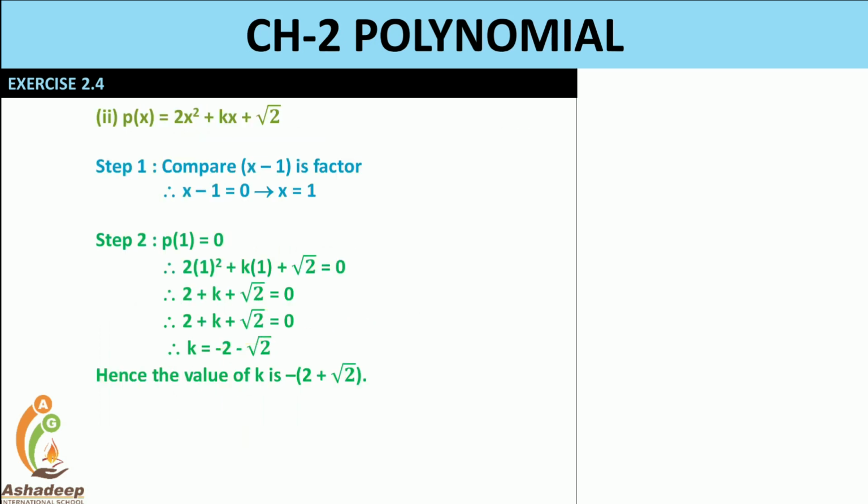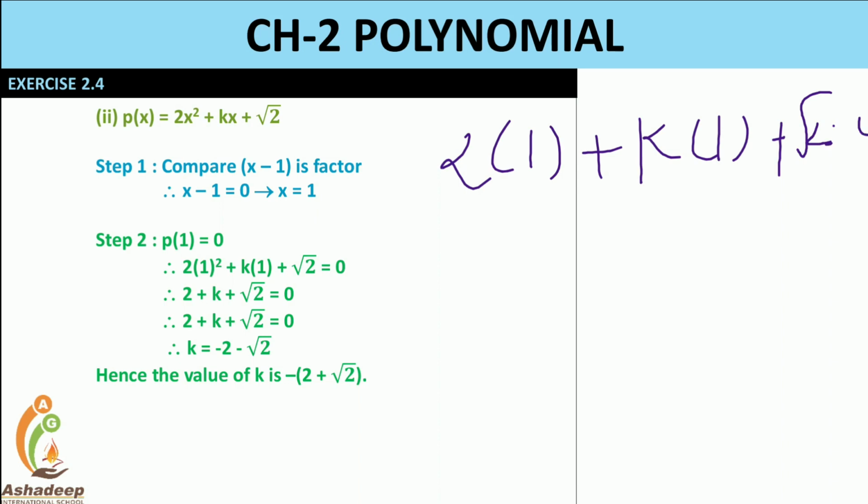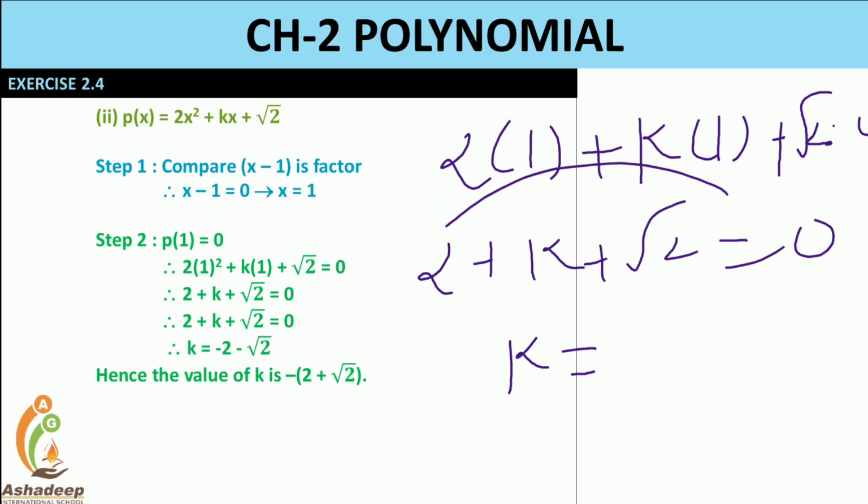Question number 2, right? So here in the same case, x minus 1 is equal to 0, x is equal to 1, P of 1 is equal to 0. Here 2 into 1 plus k into 1 plus square root of 2 is equal to 0. 2 plus k plus square root of 2 is equal to 0, and therefore k is equal to 2 goes on to the another side and root 2 goes on to the another side, it becomes minus. So minus 2 minus root 2.